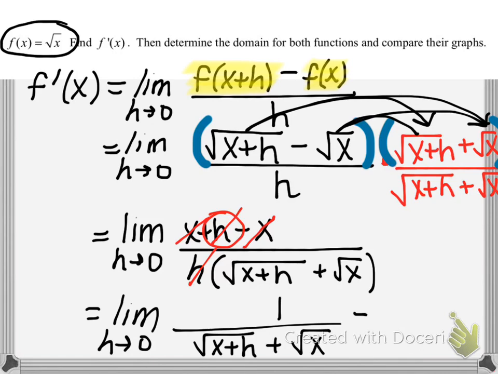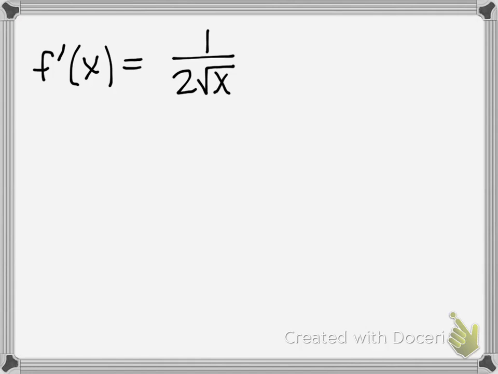So now we're to the point where we can try our direct substitution again, which is great because when we substitute here, we're substituting 0 in for h, which we can do now because it's not going to give us division by 0. So we'll end up with 1 divided by the square root of x plus the square root of x, which we can then simplify by adding the values in the denominator, and that'll give us 1 divided by 2 square root of x. So this is the function that we end up with for our derivative.